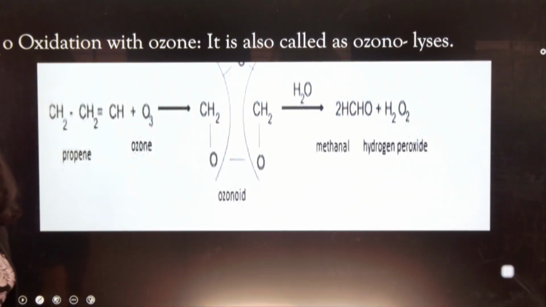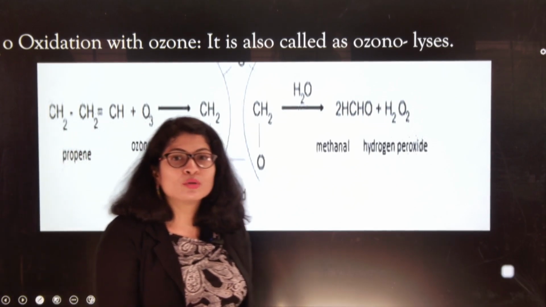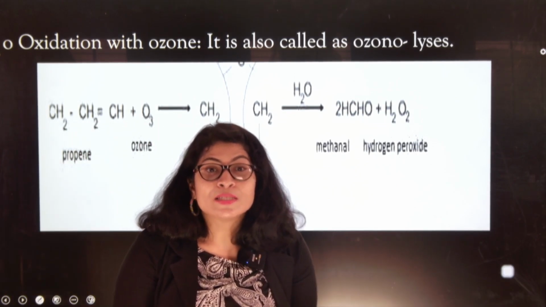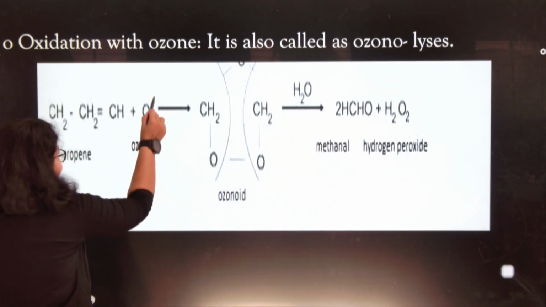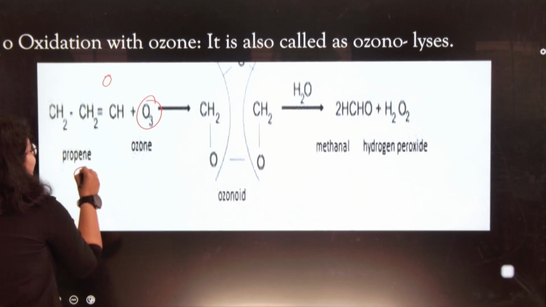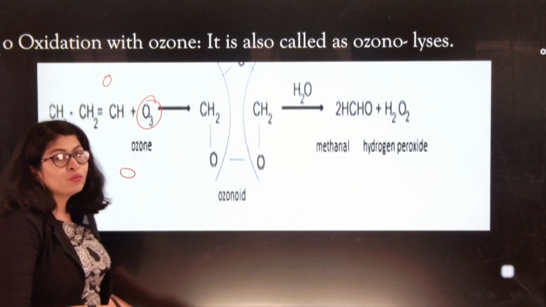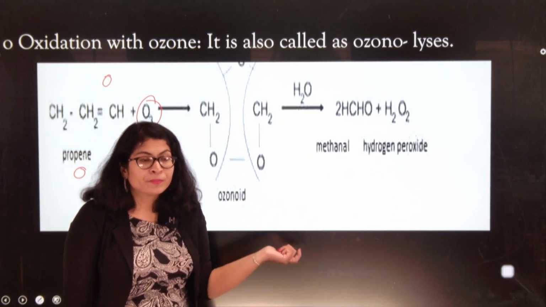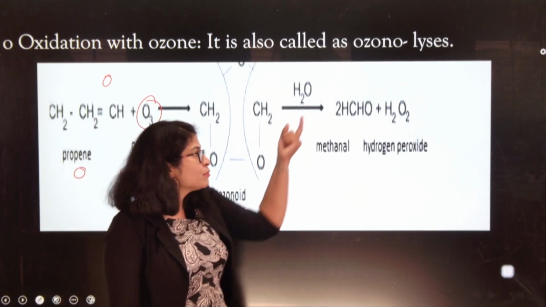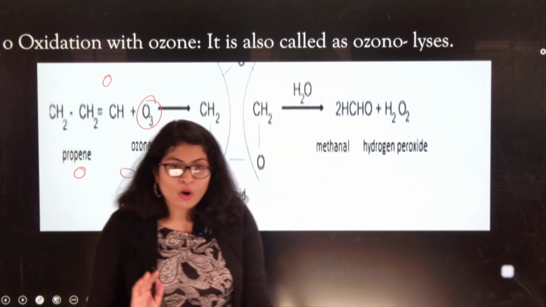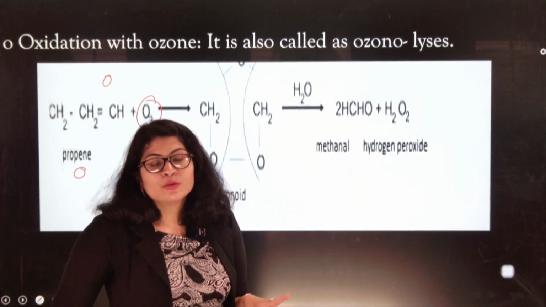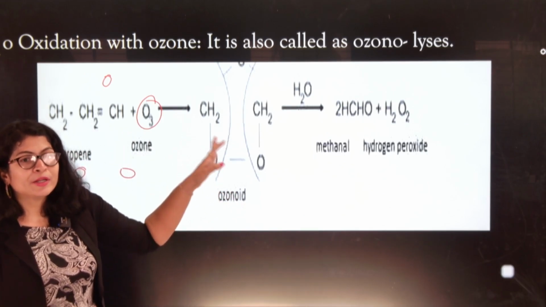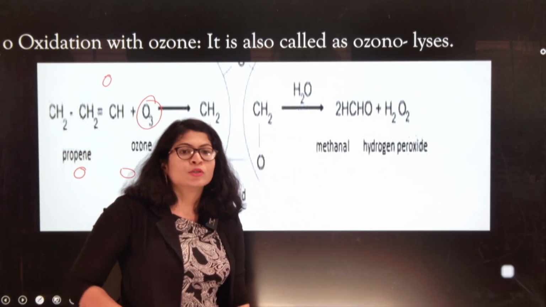Now the next reaction of alkene is oxidation with ozone. It is called ozonolysis. Ozone, O3. So basically, when it reacts with ozone, 3 molecules of ozone get added to form an ozonoid. Then, when that ozonoid reacts with water, it undergoes hydrolysis to form aldehydes and hydrogen peroxide. Two molecules of methanal are formed with the liberation of hydrogen peroxide. So this was the oxidation reaction with ozone.